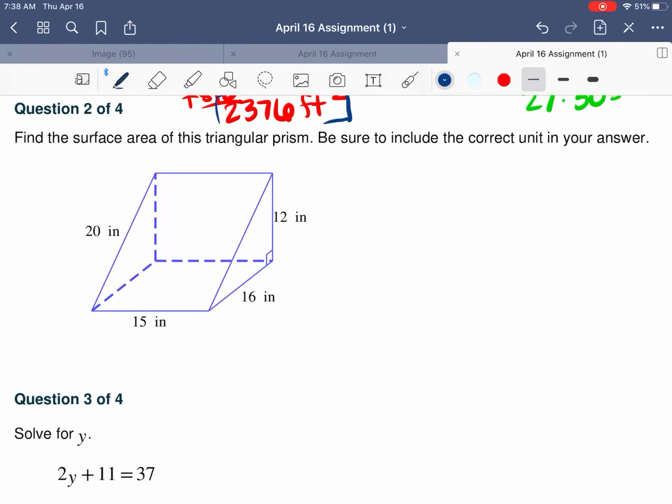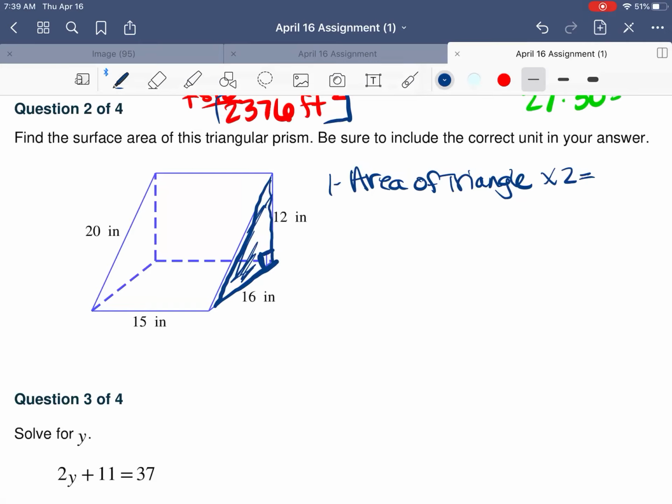So first of all, on here, this shape is turned a different way, but we're still looking for all the different things. So first thing, remember, is we want to find the area of the triangle and times it by 2 because there's 2 sides. So if we look at that, we can see that here's my triangle on one side. And I know that because there's that right angle, and then here's its opposite. So we can tell that there's those 2 triangles right there.